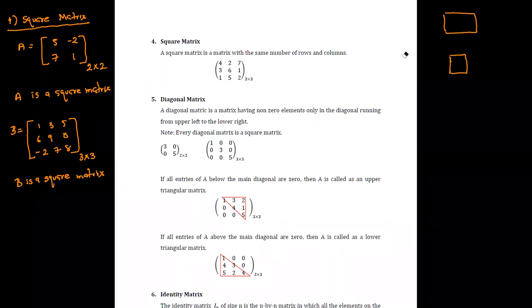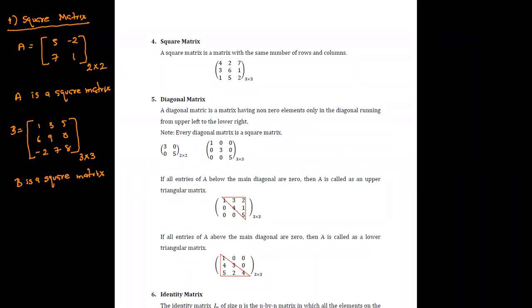Then we will discuss the next type of matrices. It is the diagonal matrices. The next type of matrices we are going to discuss here is the diagonal matrices. A diagonal matrix is a matrix having non-zero elements only in the diagonal running from upper left to the lower right.